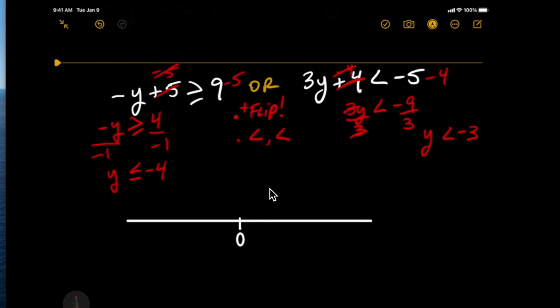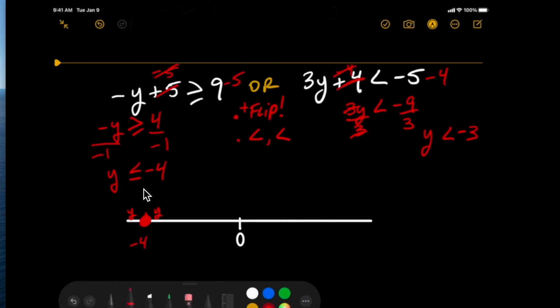We are not going to have the typical situation where you have arrows going in opposite directions. So we're going to be very cautious as we do this problem. Let's go to -4 first. We're at -4. We're going to put a closed circle because this is less than or equal to. We're going to put a miniature y on both sides of that circle.